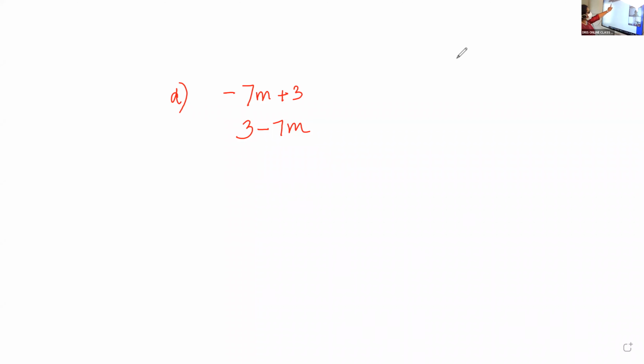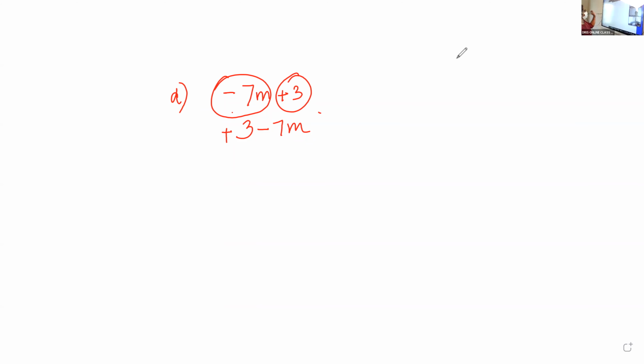Now listen carefully. What is the sign of 3? Positive, plus. What is the sign of 7m? Minus, negative. So one positive integer and one negative integer. This is a positive integer, and this is a negative integer. So I wrote the positive integer first, then the negative integer. Are you clear? Yes, ma'am.